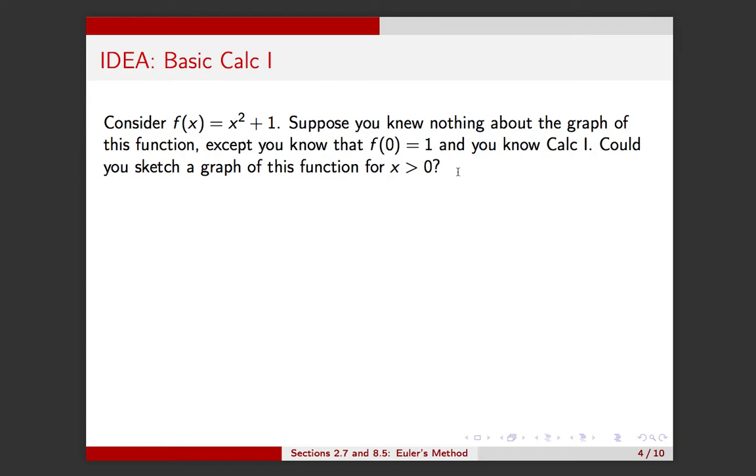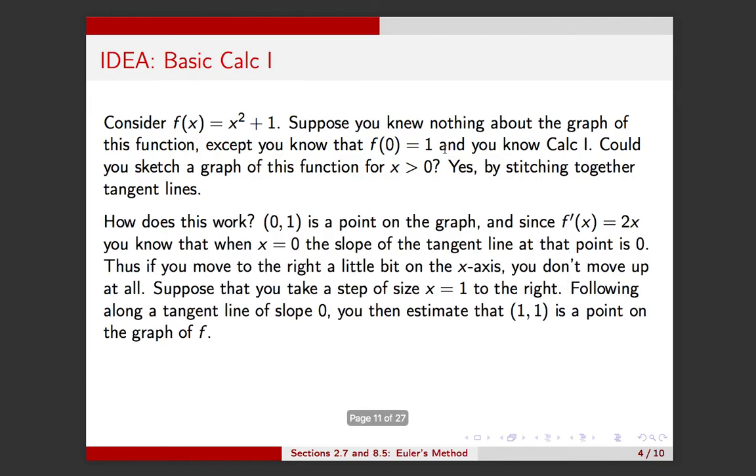Because what does Calc 1 let you know? Calc 1 lets you know about slopes of tangent lines. But what are slopes of tangent lines telling you? They're telling you the direction that a graph is moving in. So if you have a start point of your graph, and you know the direction that the graph is moving in for any x value, you can estimate what the graph looks like. So you can just sort of stitch tangent lines together to get a sketch of this dude's graph.